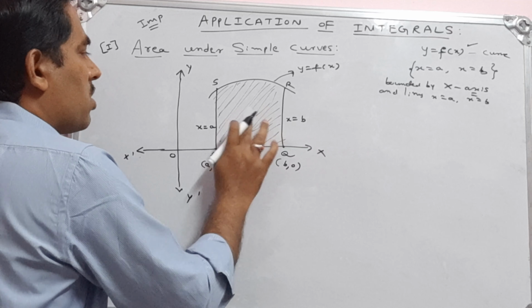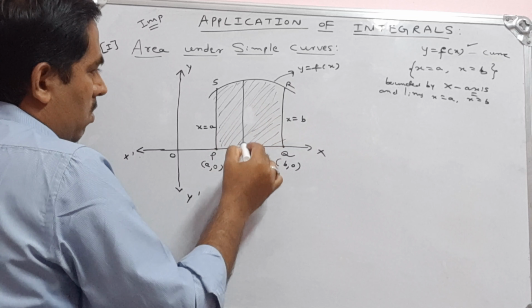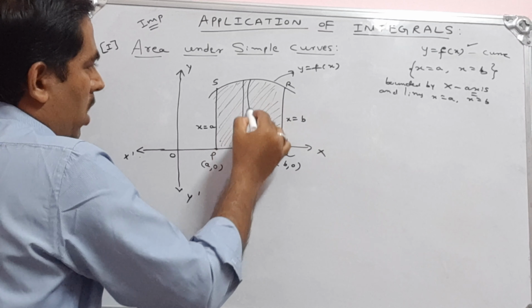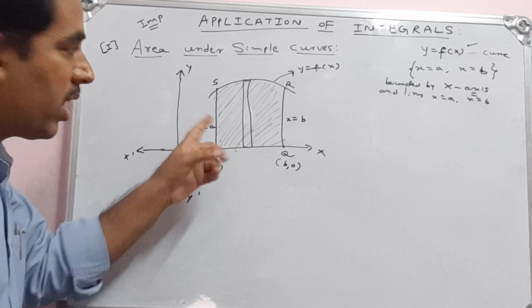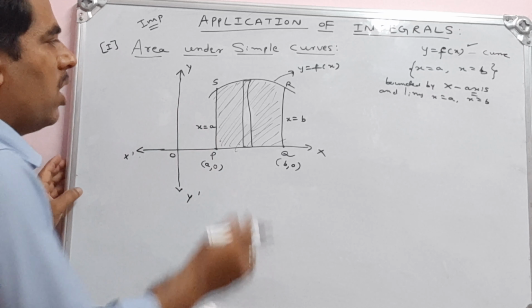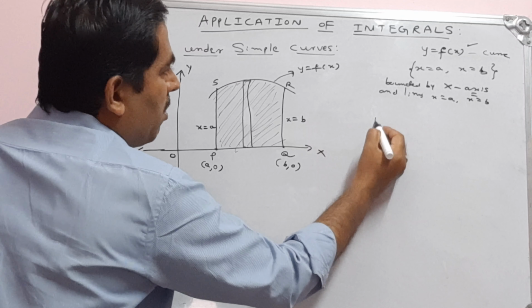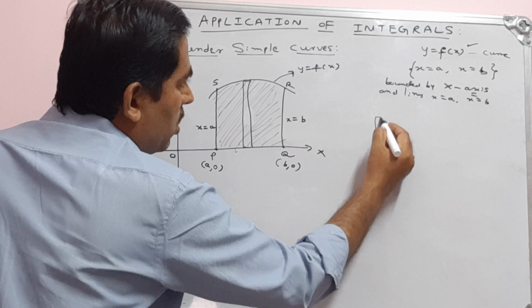Suppose I consider one strip, a vertical strip. Such a large number of strips are there inside this area, so I am considering only one strip. This strip is a rectangular strip. I am talking about only one strip, from this point to this point. This is a rectangular strip.